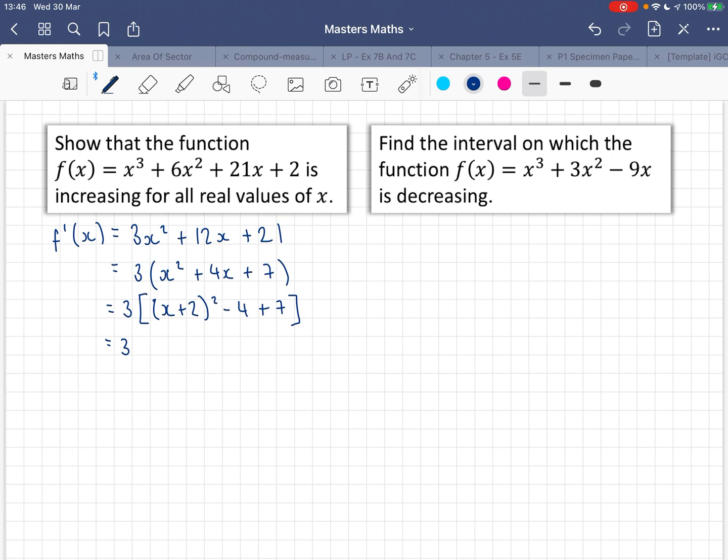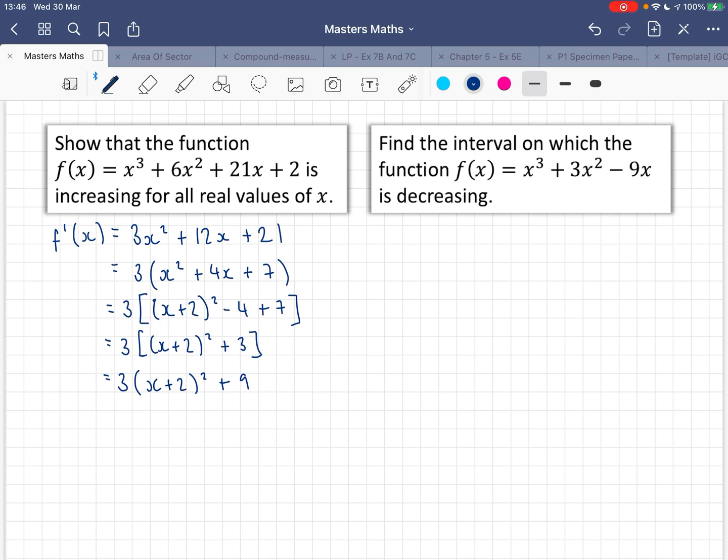Simplify, and then I'm going to simplify it first, and then I'll multiply that 3 in. Minus 4 plus 7 is positive 3. And then I'm going to multiply that 3 back in. So I get 3(x plus 2) squared plus 9 is the completed square form.